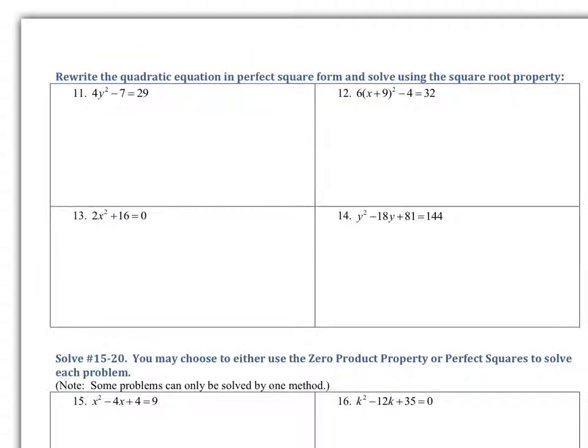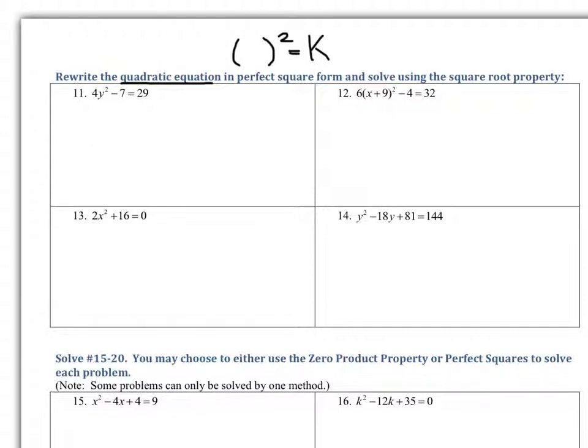Okay, so on the back side, the directions say we have to rewrite each quadratic equation so that it's in perfect square form. Perfect square form means we're going to have some quantity squared equal to a constant. That's called perfect square form. And then we'll solve using the square root property.